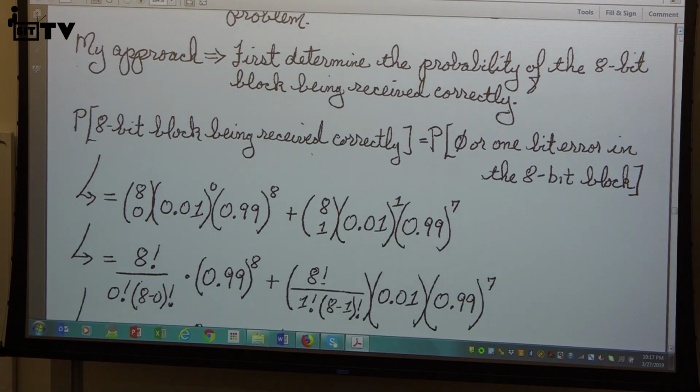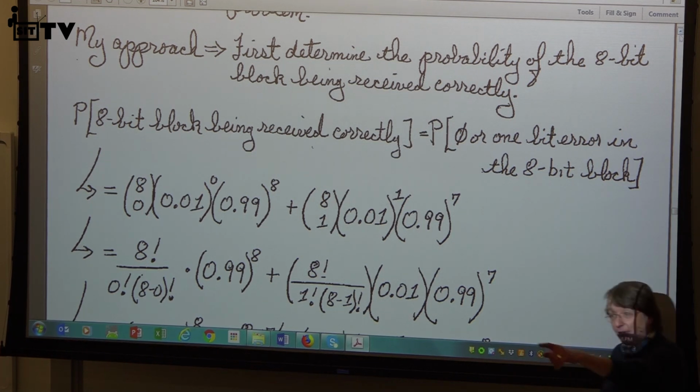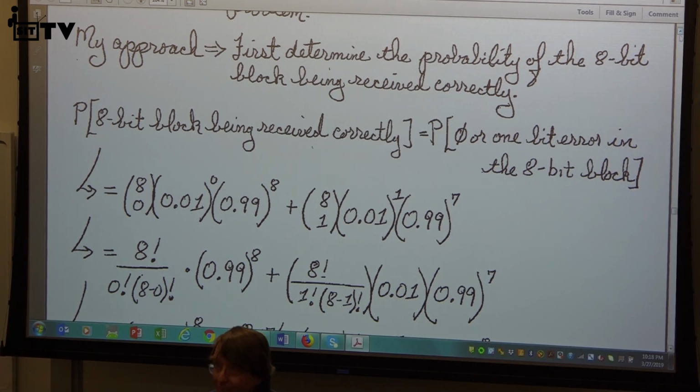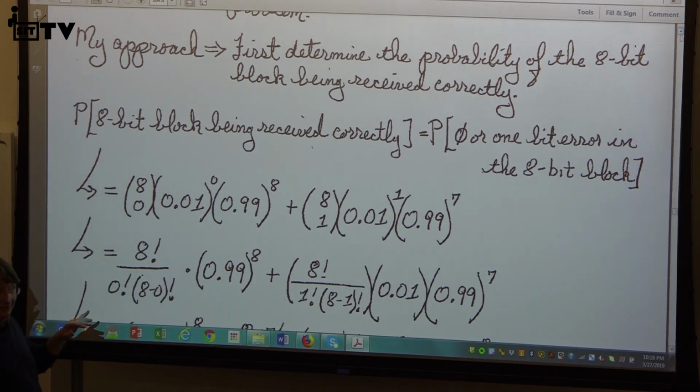My approach: determine the probability of the block being received correctly. Now, why did I do this? I'm thinking of my colleague here who asked about the independence before. The block of bits can be received incorrectly if 2 bits are wrong, 3 bits are wrong, 4, 5, 6, 7, 8. That's a lot of calculating. What's the probability of it being received correctly? 0 errors or 1 error.